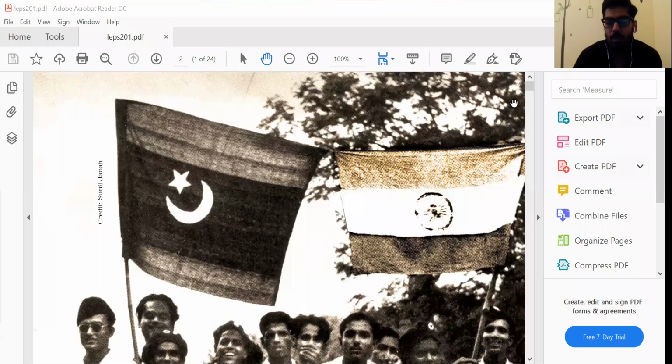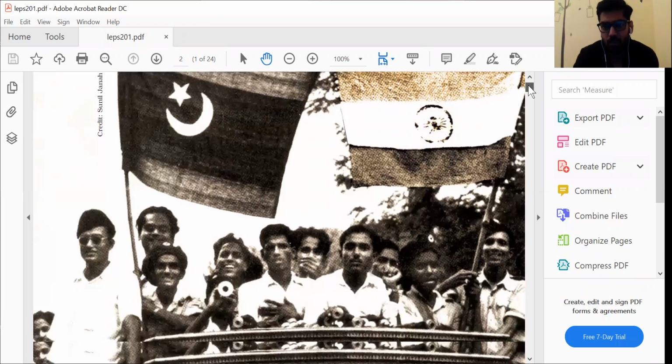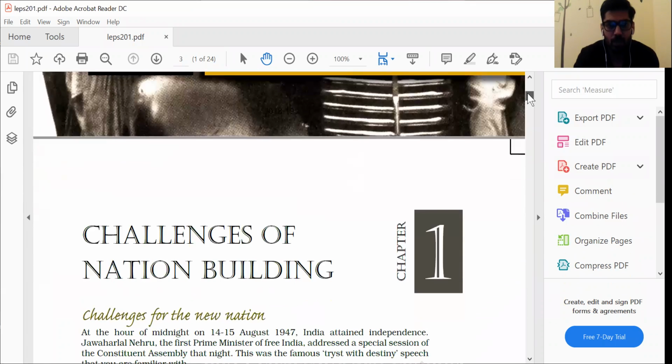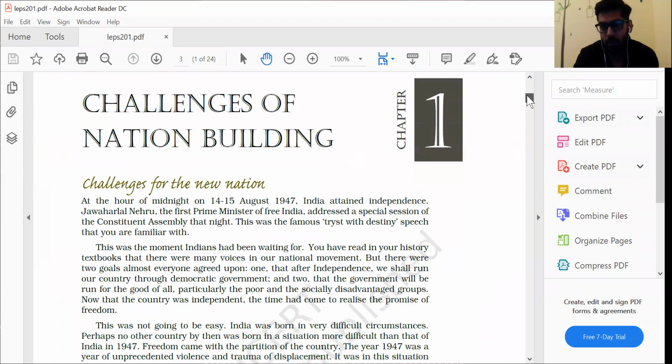So let us start with the chapter now. Here on your screen, you have the first chapter from one of the books, that is Politics in India Since Independence. Now, the first chapter is about the challenges of nation building.